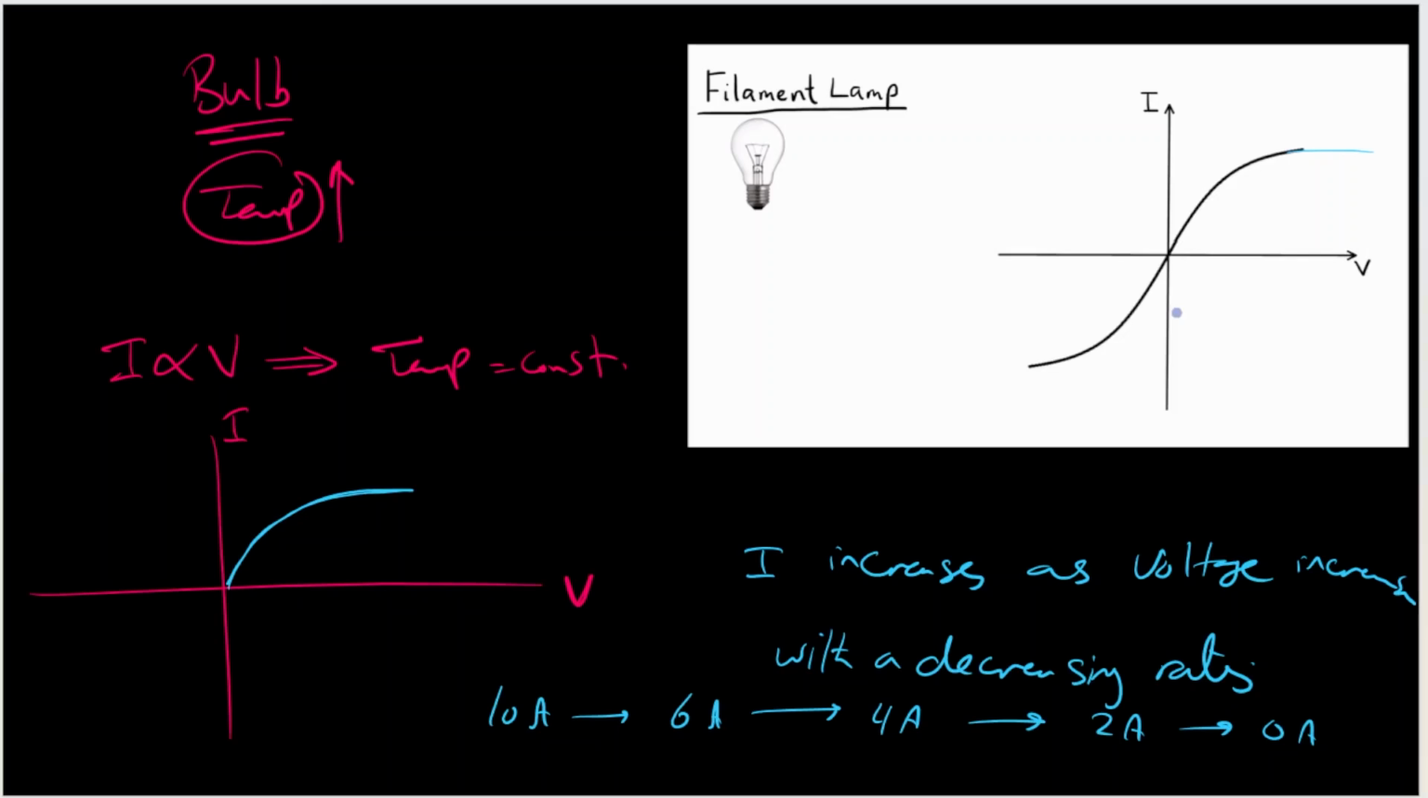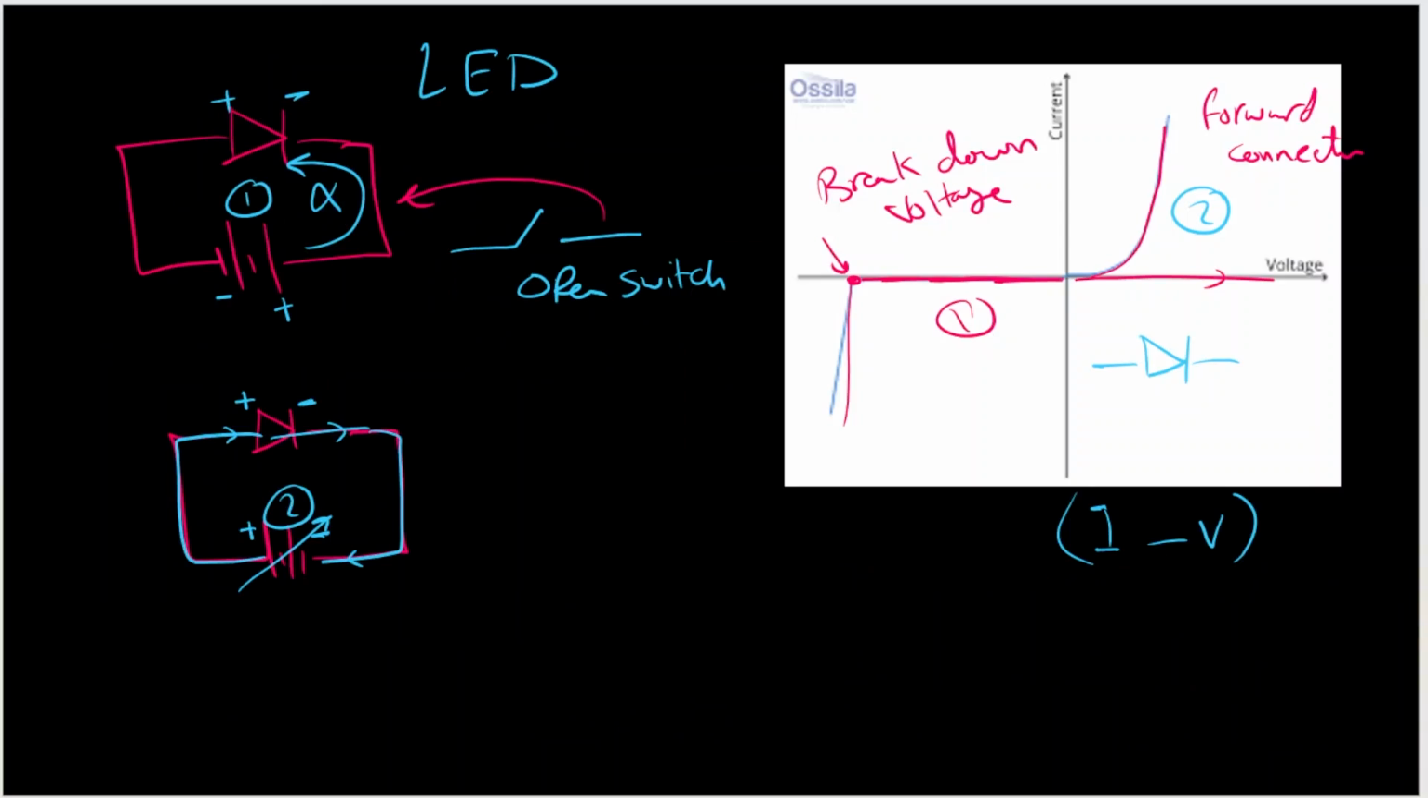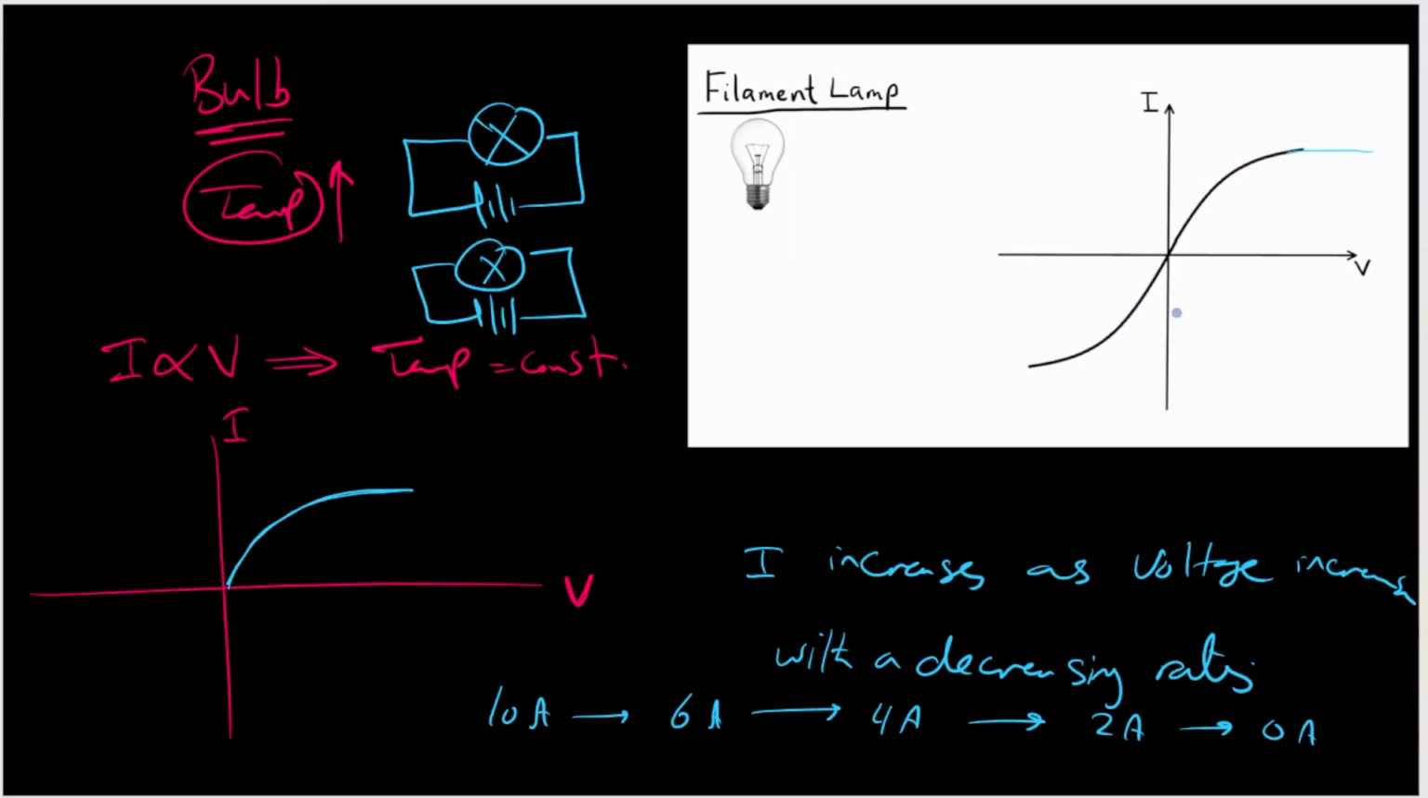What if you reverse the battery? This is the symbol of the lamp. You connect it with the battery like this. Then you reverse it. What will happen? It will conduct current. It will not prevent the current like the LED did, but the graph will be reversed. It will be flipped in the negative direction. So if this is number 1, this is number 1. If this is number 2, this will be number 2. So this is the IV graph for the filament lamp.